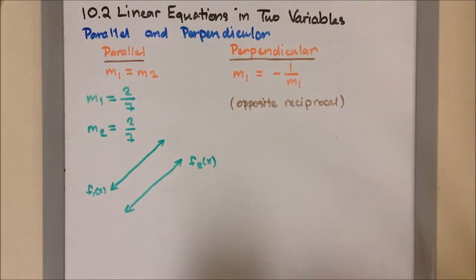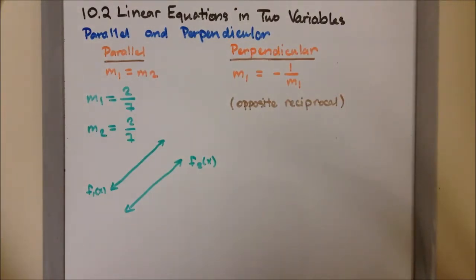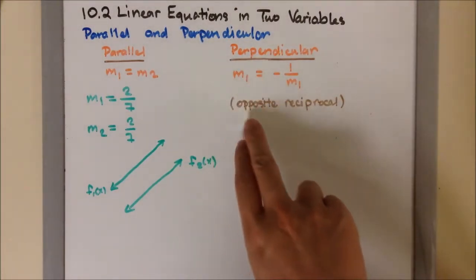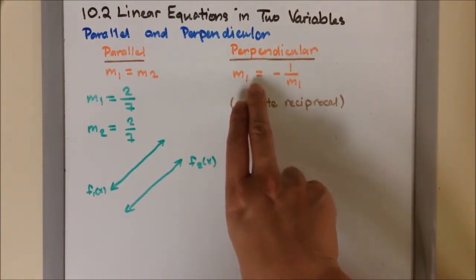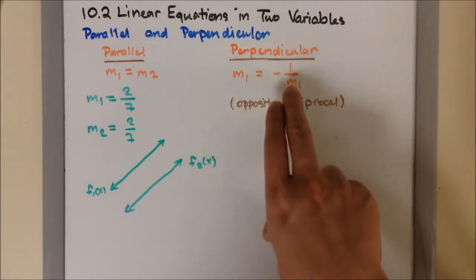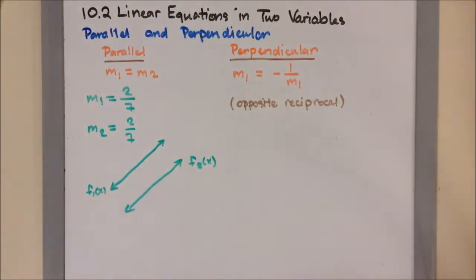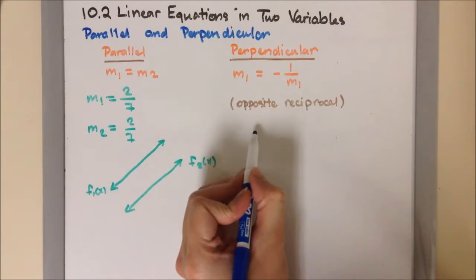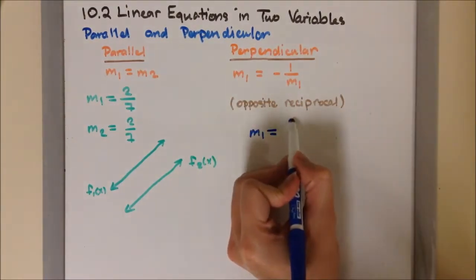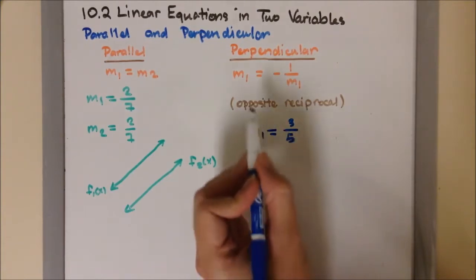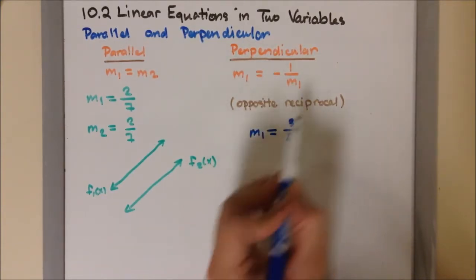Now let's talk about perpendicular. Perpendicular is when the slopes are opposite reciprocals, meaning that if you have the first slope, m sub 1, then the opposite reciprocal is negative 1 over m sub 1. So that would be the general rule. So if, say, your first slope m1 is positive 3 over 5, then you must follow the rule, opposite reciprocal.